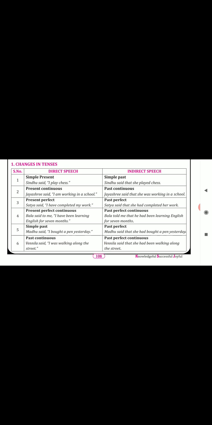And then past continuous tense. Let us know with the example. Vanilla said, "I was walking along the street." So here the verb was walking is in past continuous tense. In indirect speech it becomes past perfect continuous. Vanilla said that she had been walking along the street. So here the verb is had been walking. This is past perfect continuous, with auxiliary verbs had and also been with the present participle verb.